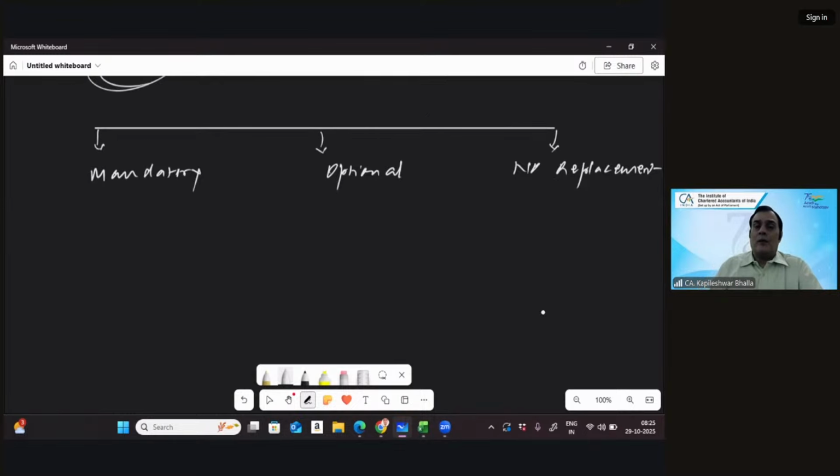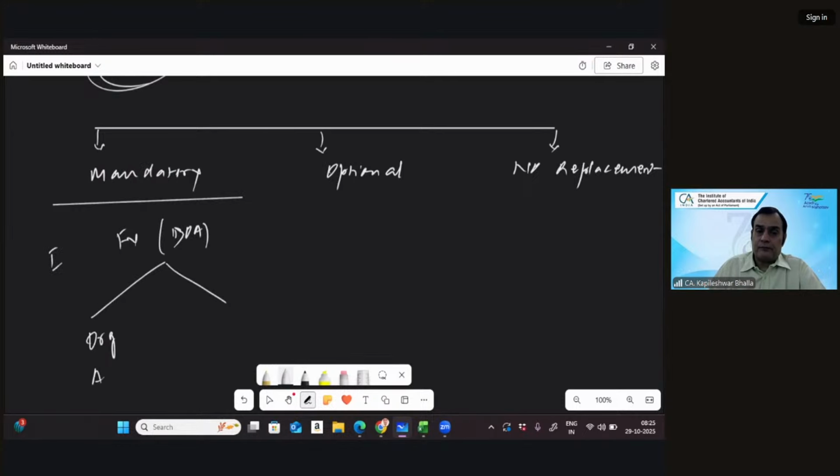Now, when it comes to a mandatory replacement, you need to apply a simple 3-step model as we did in the question. You need to organize the fair value on the date of acquisition, and we need to organize the fair value of the original award, and you need to organize the fair value of the replaced award, as we did.